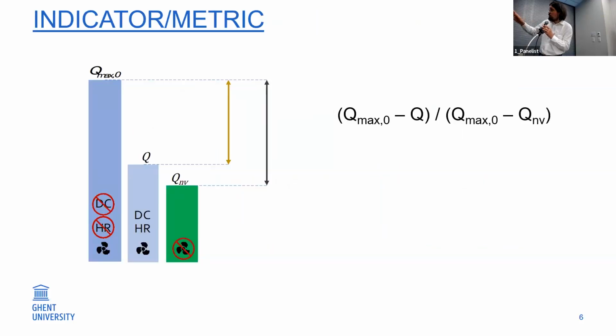Based on these inputs, we defined a metric, the formula of which you can see here. Basically, we look at the proportional contribution of the energy-saving ventilation strategy to reducing the heating demand, from the maximum value corresponding to a non-energy-efficient ventilation system towards what we think is the maximum achievable reduction, which you get when you have no ventilation.